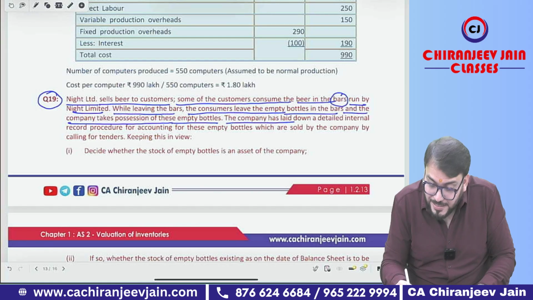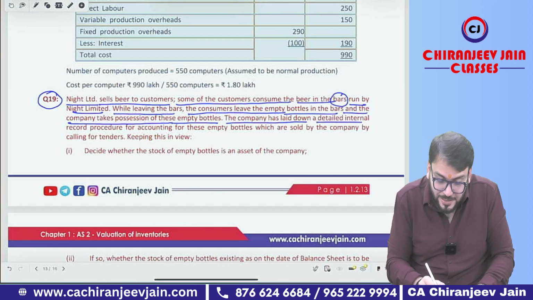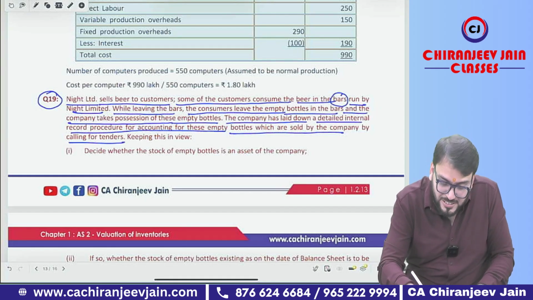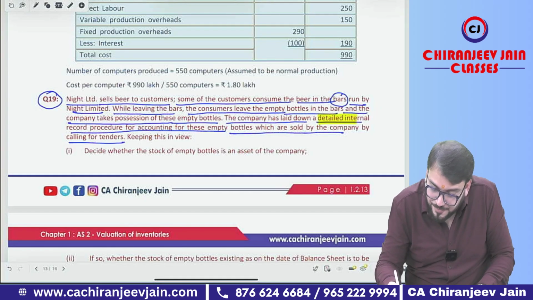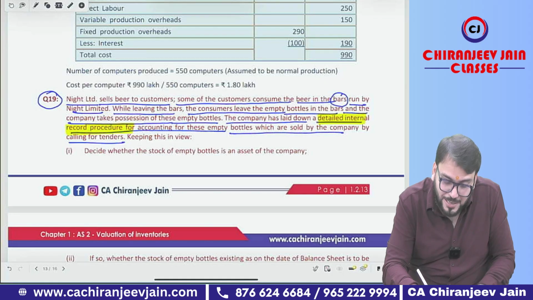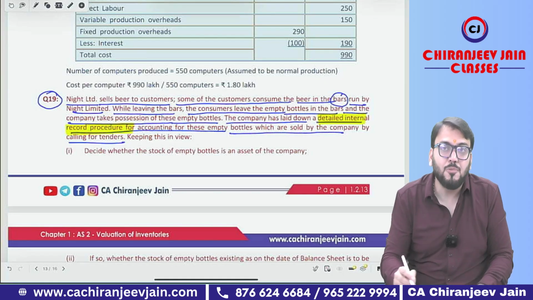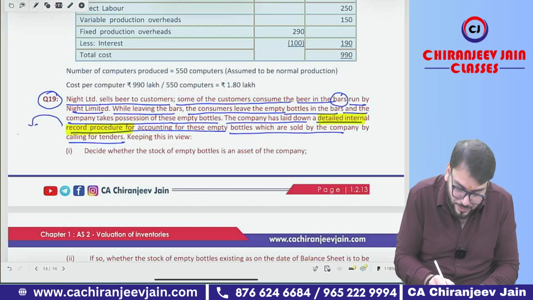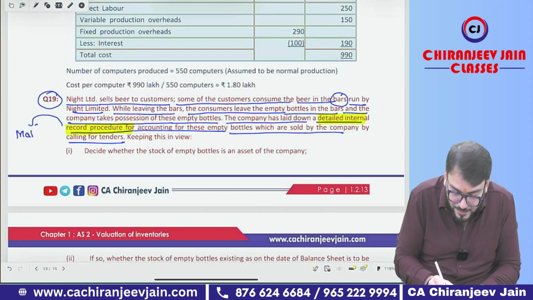The company has laid down a detailed internal record procedure for the accounting of these empty bottles, which are sold by the company by calling for tender. Now from this it is understood, detailed internal record procedure for accounting. It means the value of this empty bottle is not immaterial, it is material. From that we have understood it is material. So what do you mean by material?